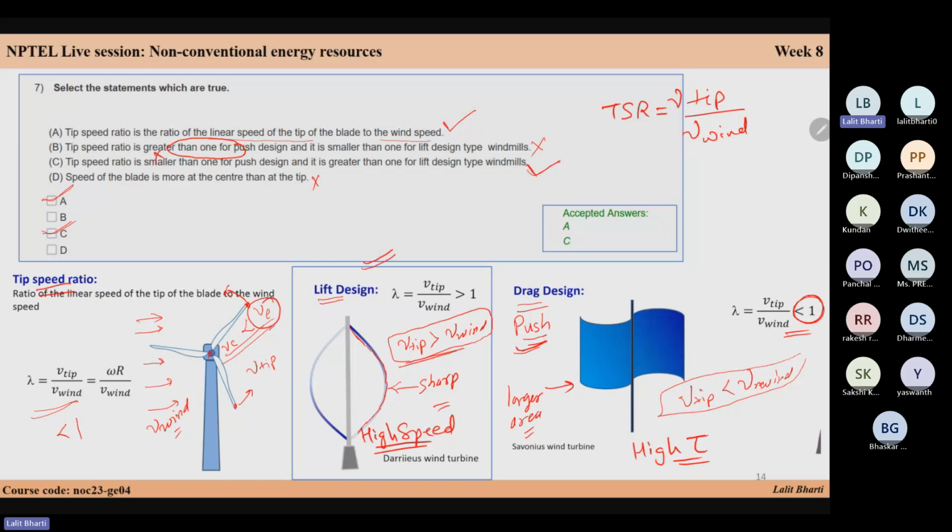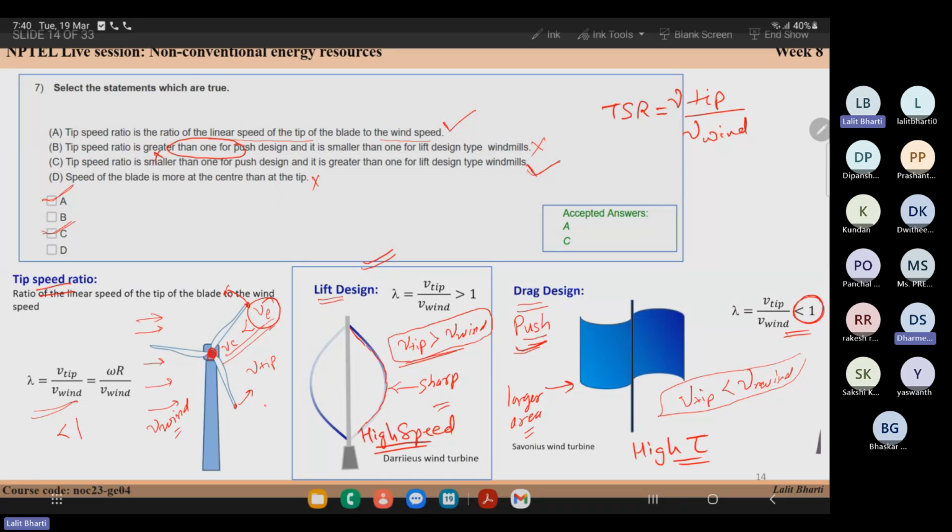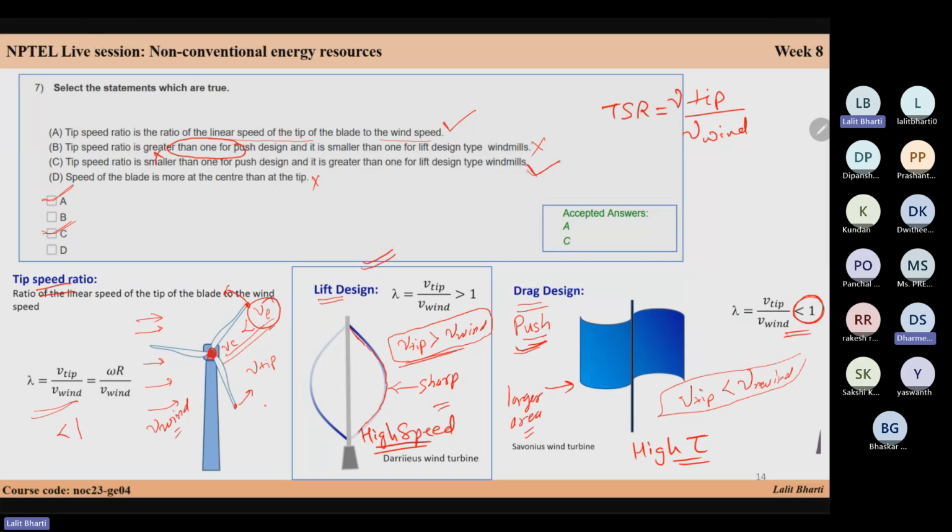The fourth is that speed of the blade is more at the center than at the tip. So that is not correct, because, let's say this is your center. Let me take your pointer.